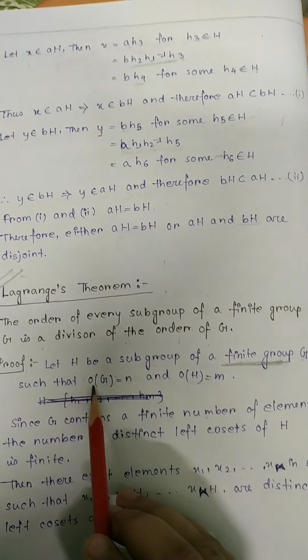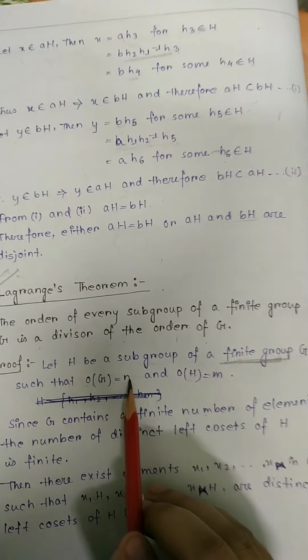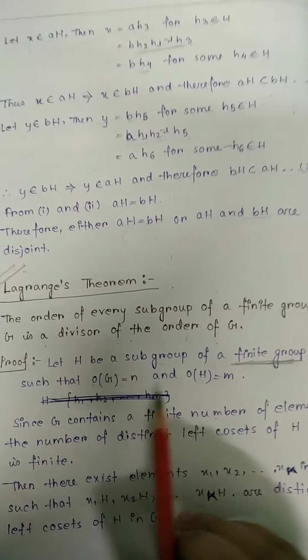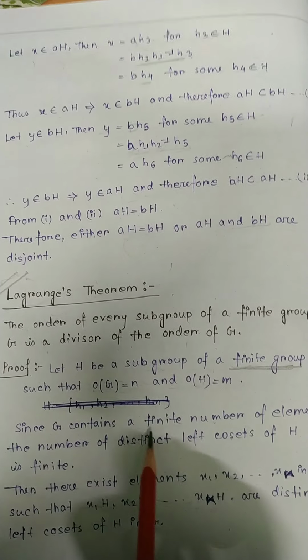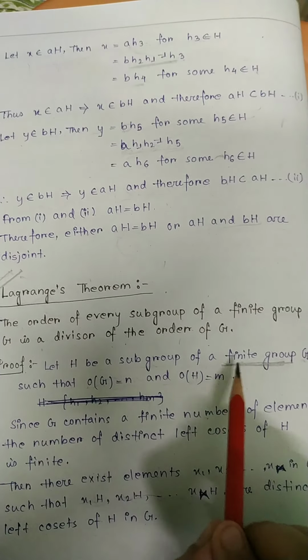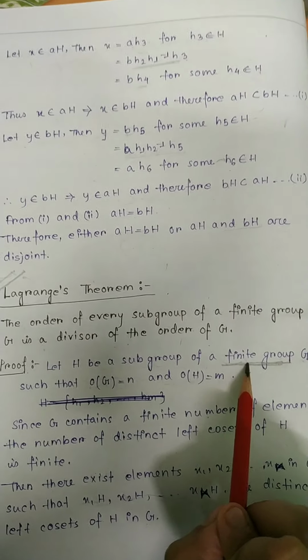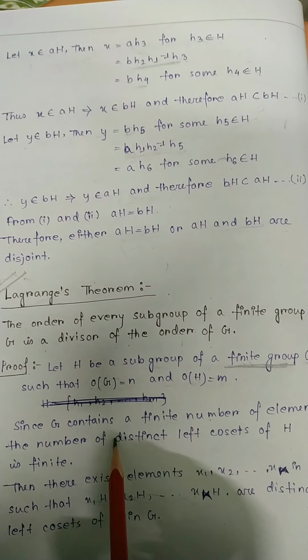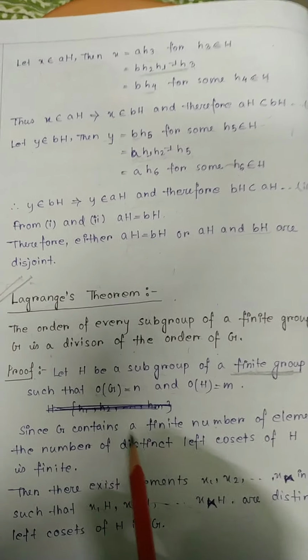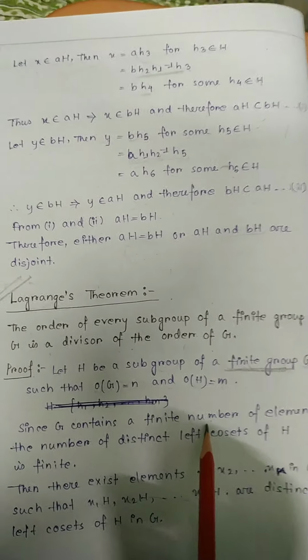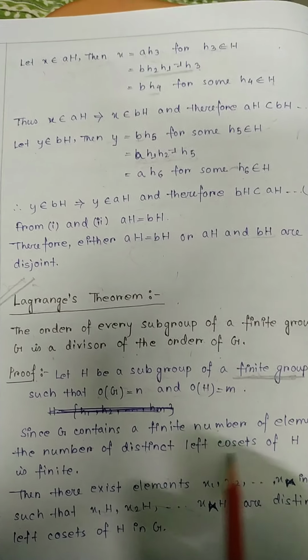Let the order of G equal n. G has n elements and H has m elements. Since G contains a finite number of elements, the number of distinct left cosets of H is finite.